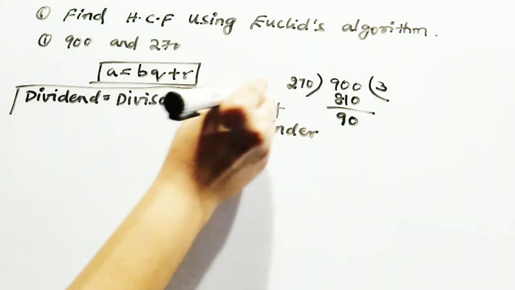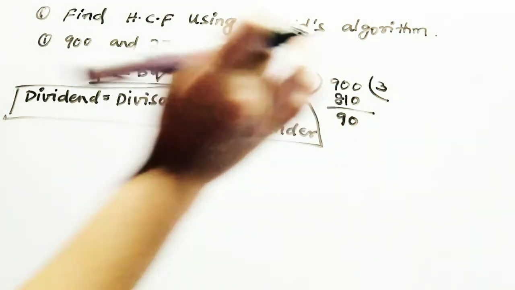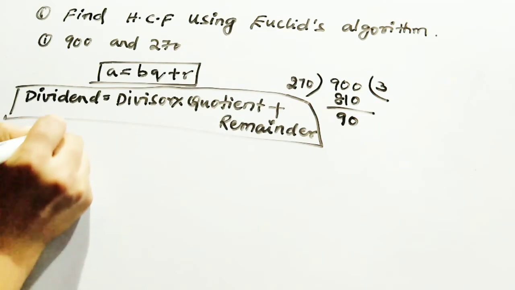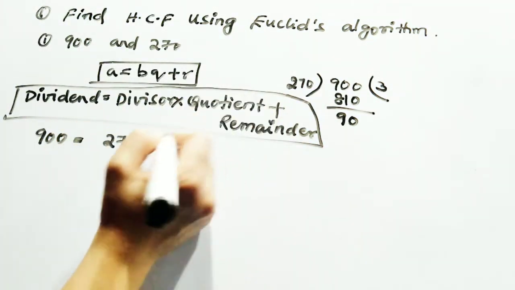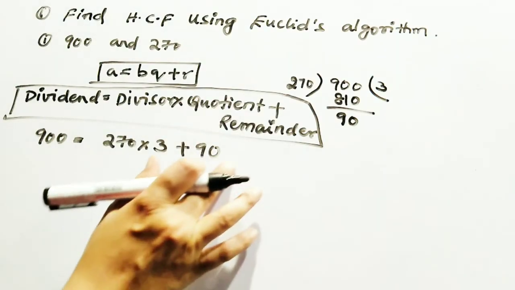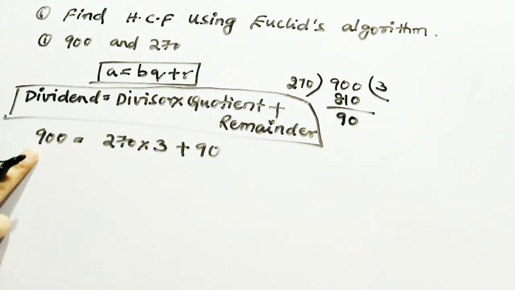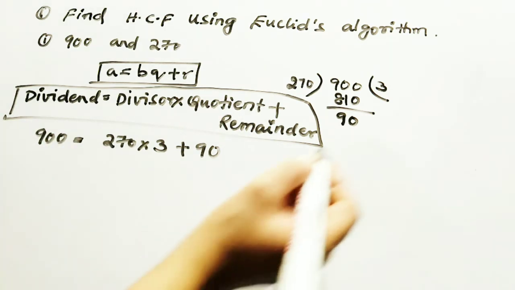If you don't remember A equals B Q plus R, what is it called? What is your A? A is your dividend, 900, equals what is your divisor? 270, into what is your quotient? 3, plus 90. If you evaluate this expression, you will get the answer 900. Whenever you are finding the highest common factor using the Euclid algorithm, you have to divide until you get the remainder as 0.